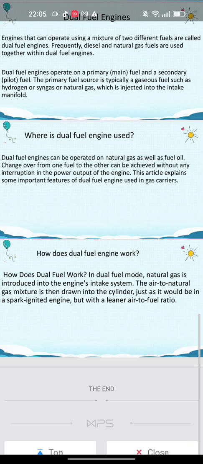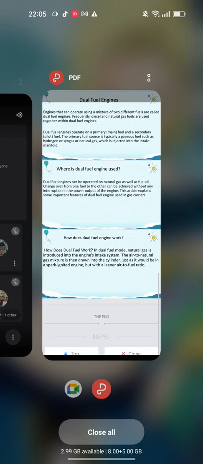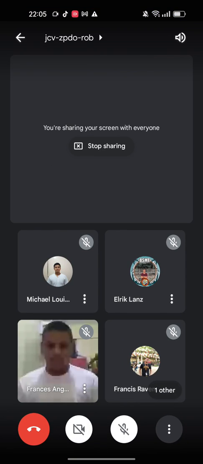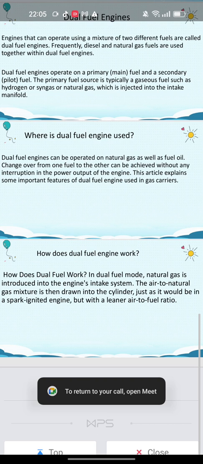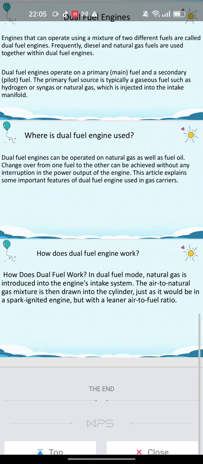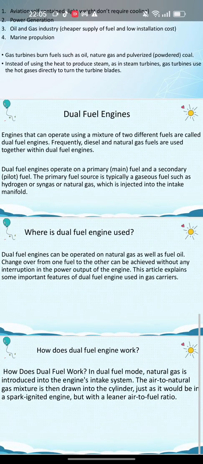Okay. So, I forgot to include the advantages and disadvantages. So, sorry.